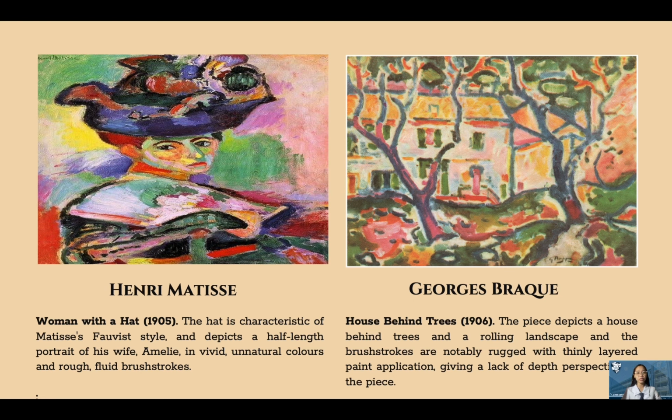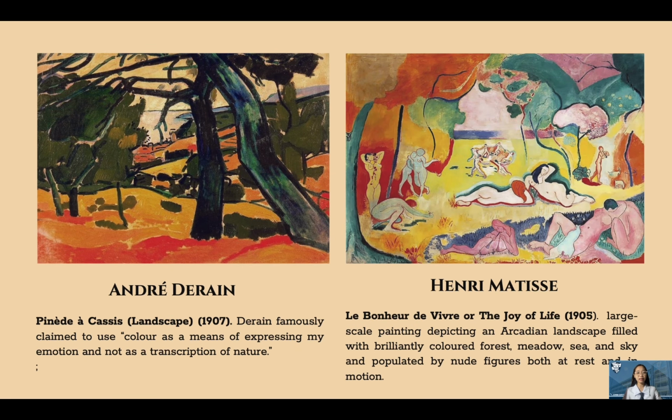House Behind Trees of Georges Braque. The piece depicts a house behind trees and a rolling landscape, and brushstrokes are notably rugged with thinly layered paint application, giving a lot of depth perspective to the piece. And Pinède à Cassis, or Landscape, of André Derain. Derain famously claimed to use color as a means of expressing his emotion and not as a transcription of nature. Lastly, Le Bonheur de Vivre, or The Joy of Life, of Henri Matisse. It is a large-scale painting showing an Arcadian landscape filled with color, forest, meadow, sea and sky, and populated by nude figures both at rest and in motion.